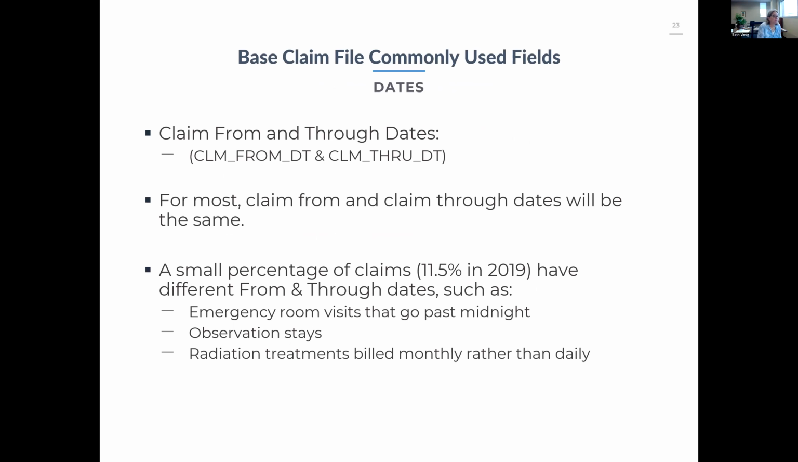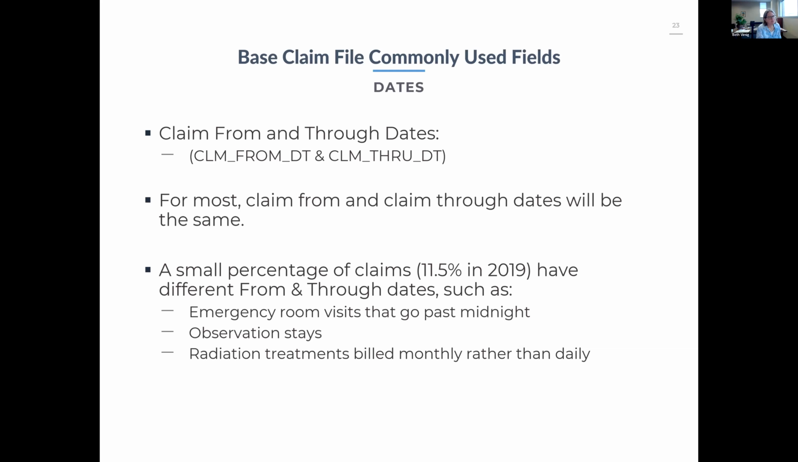There are claim from and claim through dates. For most outpatient records, these will be the same because a lot of these are outpatient services, so people will come in and leave on the same calendar day. A small percentage of claims, just over 10% in 2019, will have different claim from and claim through dates. And these are typically one of 3 things. Emergency room visits that go past midnight. Somebody comes in on Thursday at 10 p.m., is discharged Friday morning at 6 a.m. Their admission and discharge dates will be different.